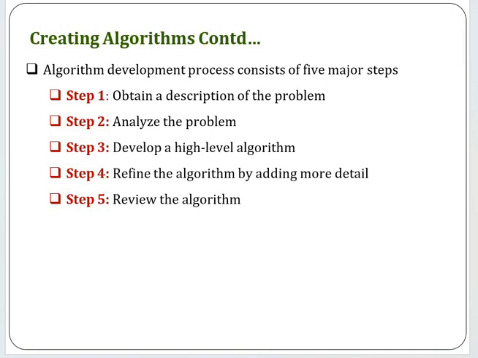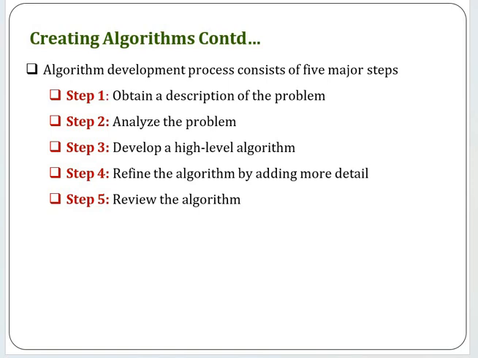So create a general outline of the algorithm focusing on the main steps involved. This high level view helps in understanding the overall flow of the solution. Use clear and concise language to describe the steps. And then step 4 is to refine the algorithm. Add more details to the algorithm, breaking down the high level steps into more specific instructions.